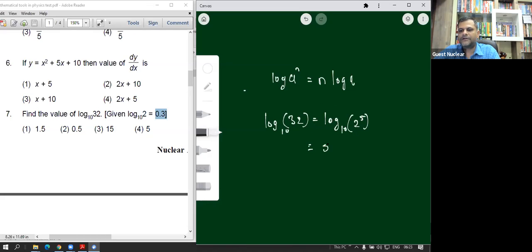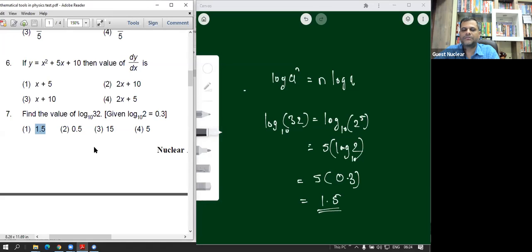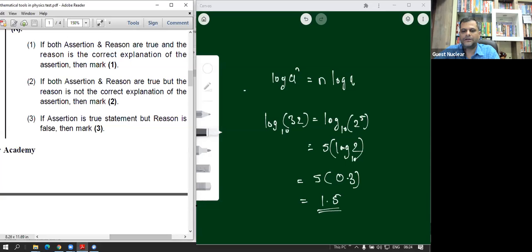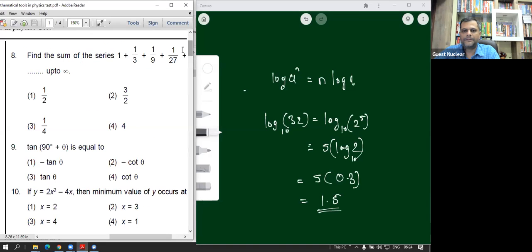From this we get 5 times log of 2 to the base 10, which is actually going to be 5 into, see here, how much is log of 2 to the base 10 given? This 0.3 is its value. So if we use it here, it becomes 0.3. And if you multiply this 5 with 0.3, then you can get 1.5 as the final answer, which is going to be in option number 1. Okay, let us see the next one.